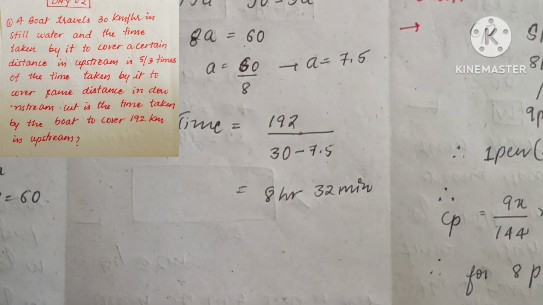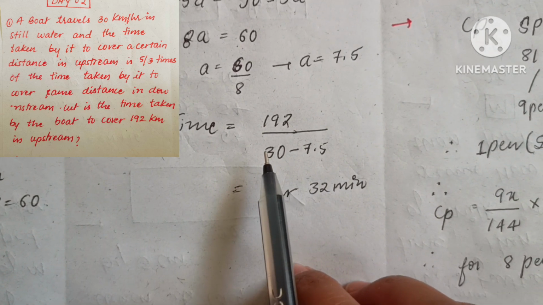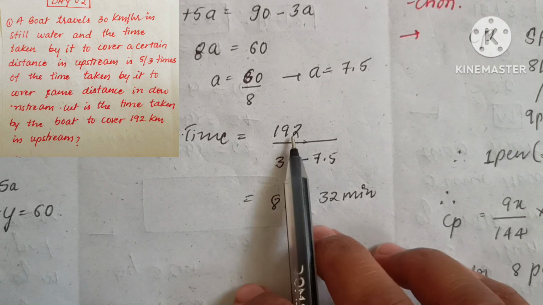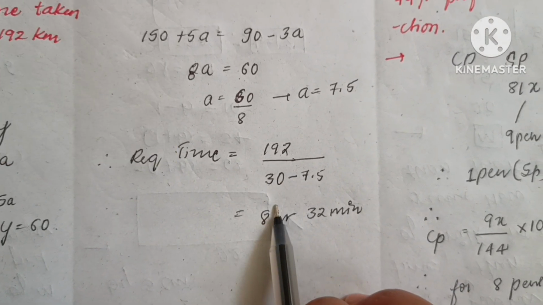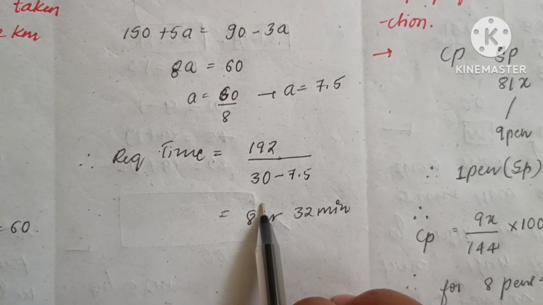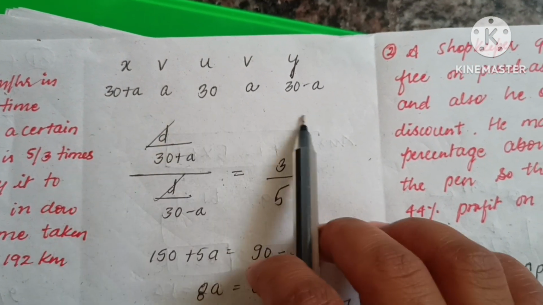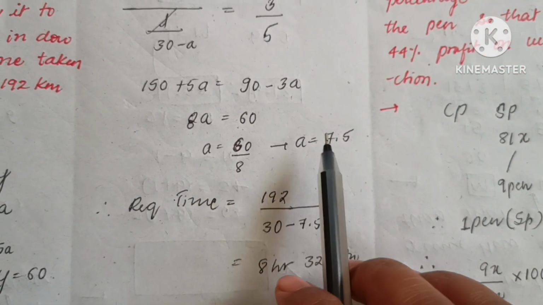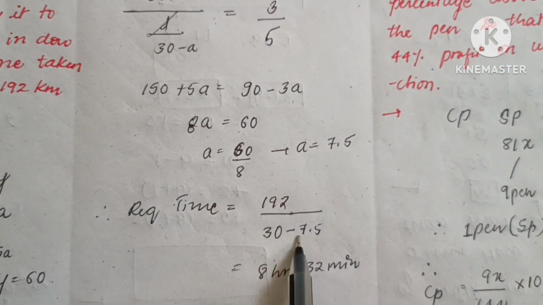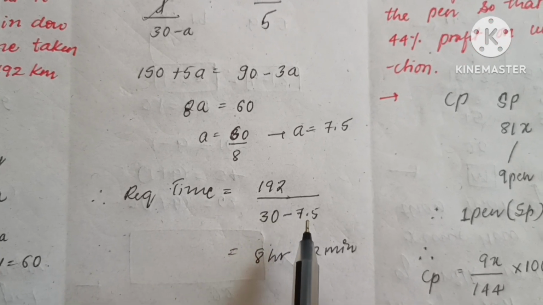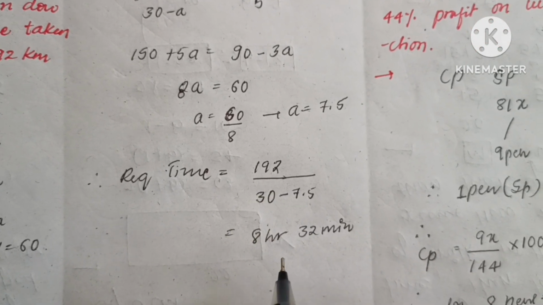So therefore the required time will be, because they asked what is the time taken by the boat to cover 192 km in upstream. For the upstream the speed will be 30 minus 7.5, because you can see upstream it is 30 minus A. We got the value for A as 7.5, so that's why I have subtracted here. So 192 divided by 30 minus 7.5, so we will get 8 hours 32 minutes.